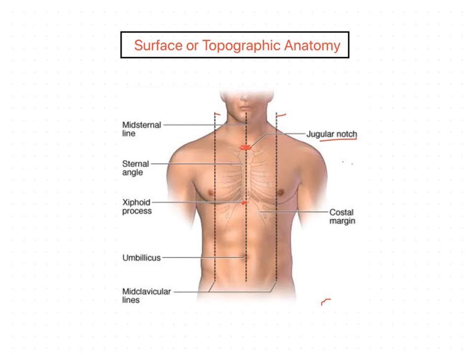Okay, and we can see the costal margins by palpating the margins of the rib cage. We can find these costal margins. Like that we are going to study in surface anatomy. Okay, and next we'll move on to the next branch, that is called living anatomy.